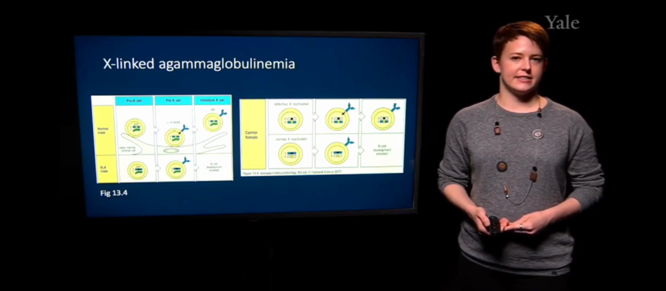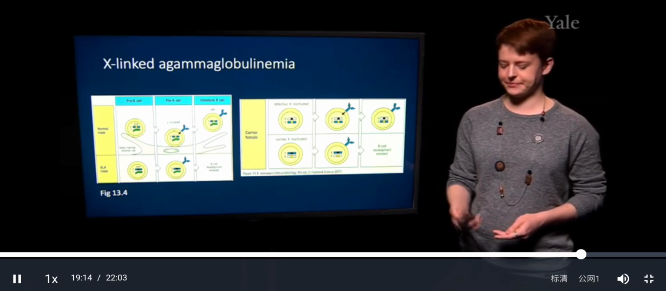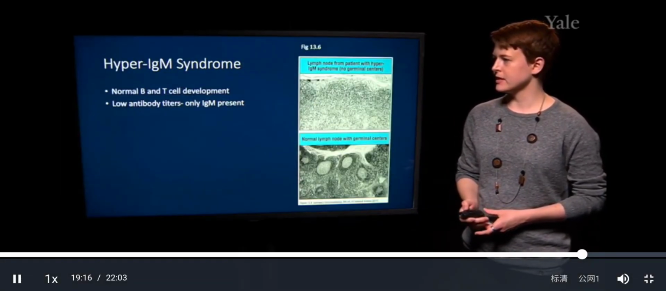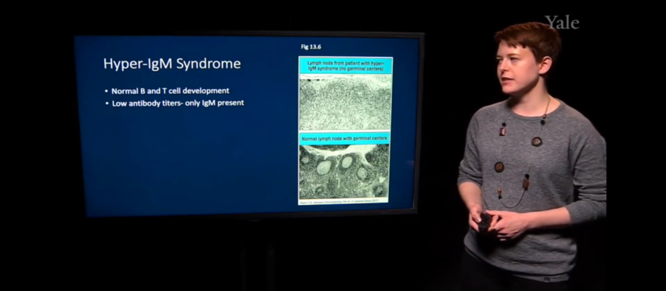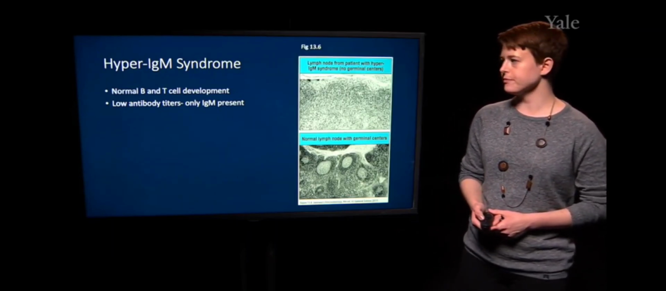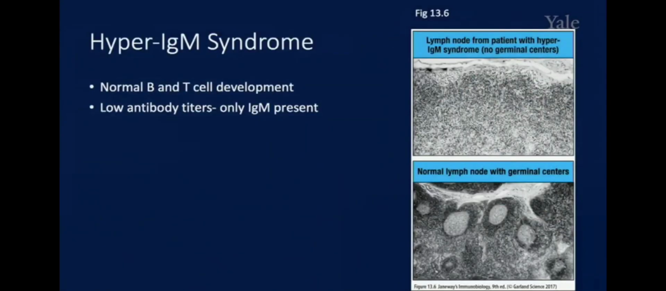So our next B cell defect is called hyper-IgM syndrome. So in hyper-IgM syndrome, we actually have normal B and T cell development, but we see very low antibody titers. And in fact, we only have IgM present. And this leaves individuals susceptible to extracellular pathogens.